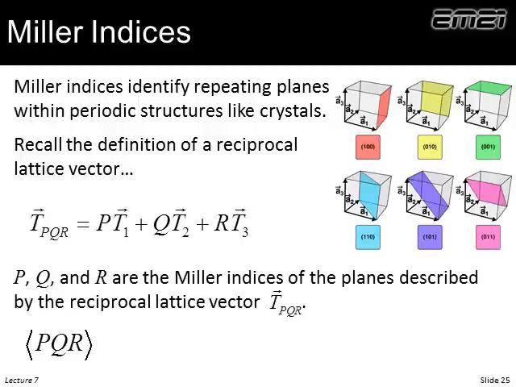I'll also mention, although we won't use them much in this course, Miller indices. We said that a reciprocal lattice vector is an integer combination of the primitive reciprocal lattice vectors, and that a lattice vector really defines some plane in the direct lattice that repeats itself. Miller indices are just the integers, the p, q, and r. So that set of integers are Miller indices, and it's describing some plane in the direct lattice.